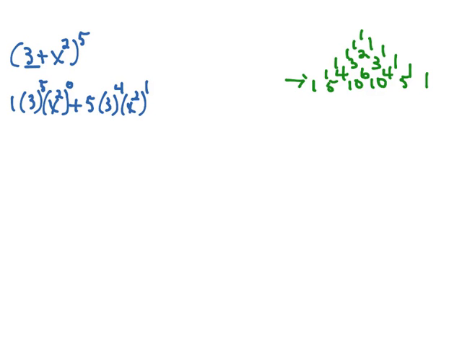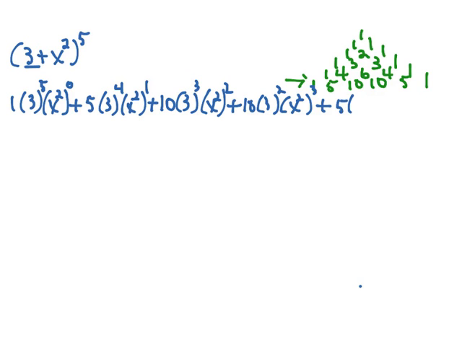So in our first term, the powers decrease by 1 in each successive term, and in our second term, the powers increase by 1 in each successive term. Continuing, we have 10. 3 is now going to be cubed. x² is going to be squared. Plus 10. 3 will now be squared. x² will be cubed.